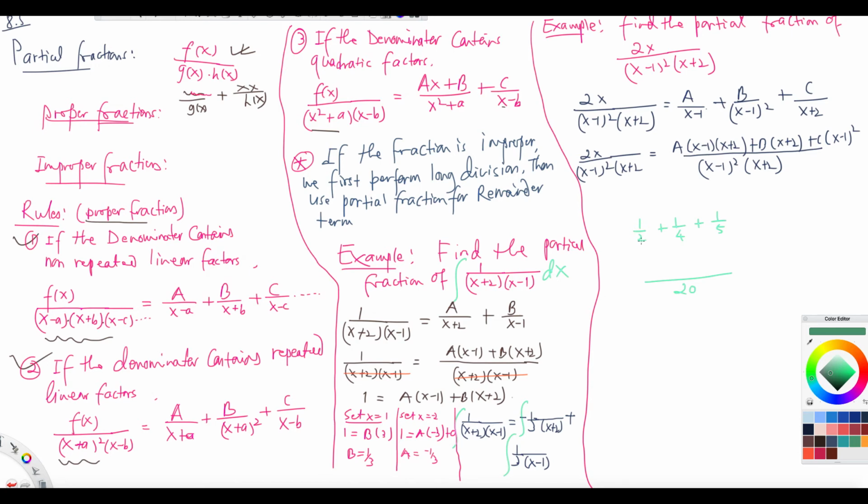Now divide 20 by 2, which is 10, so 1 times 10, plus 1 times 20 divided by 4, which is 5, plus 1 times 20 divided by 5, which is 4. And what do you get? 10 times 1 is 10, plus 5 plus 4, 19 over 20.